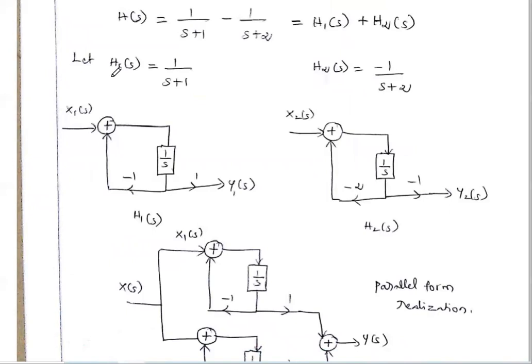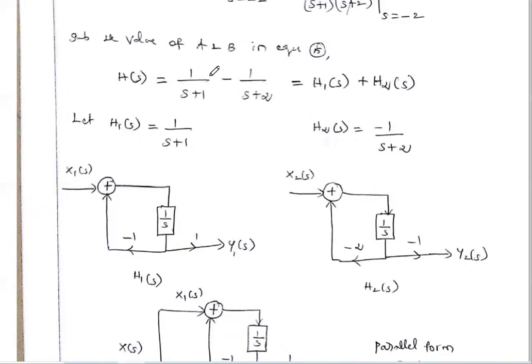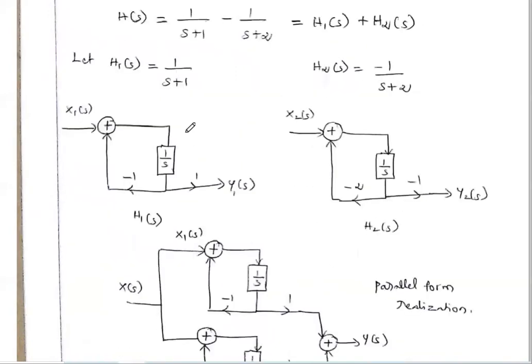So what is H1 of S? 1 by S plus 1. Using the previous method, for the same 1 by S plus 1, we draw the direct form 2 method as in the cascade form realization. So you see the diagram is like this. Correct? So here -1. Similarly, H2 of S is equal to -1 by S plus 2. If we implement this in the direct form 2 method, we get the diagram like this, the same one.